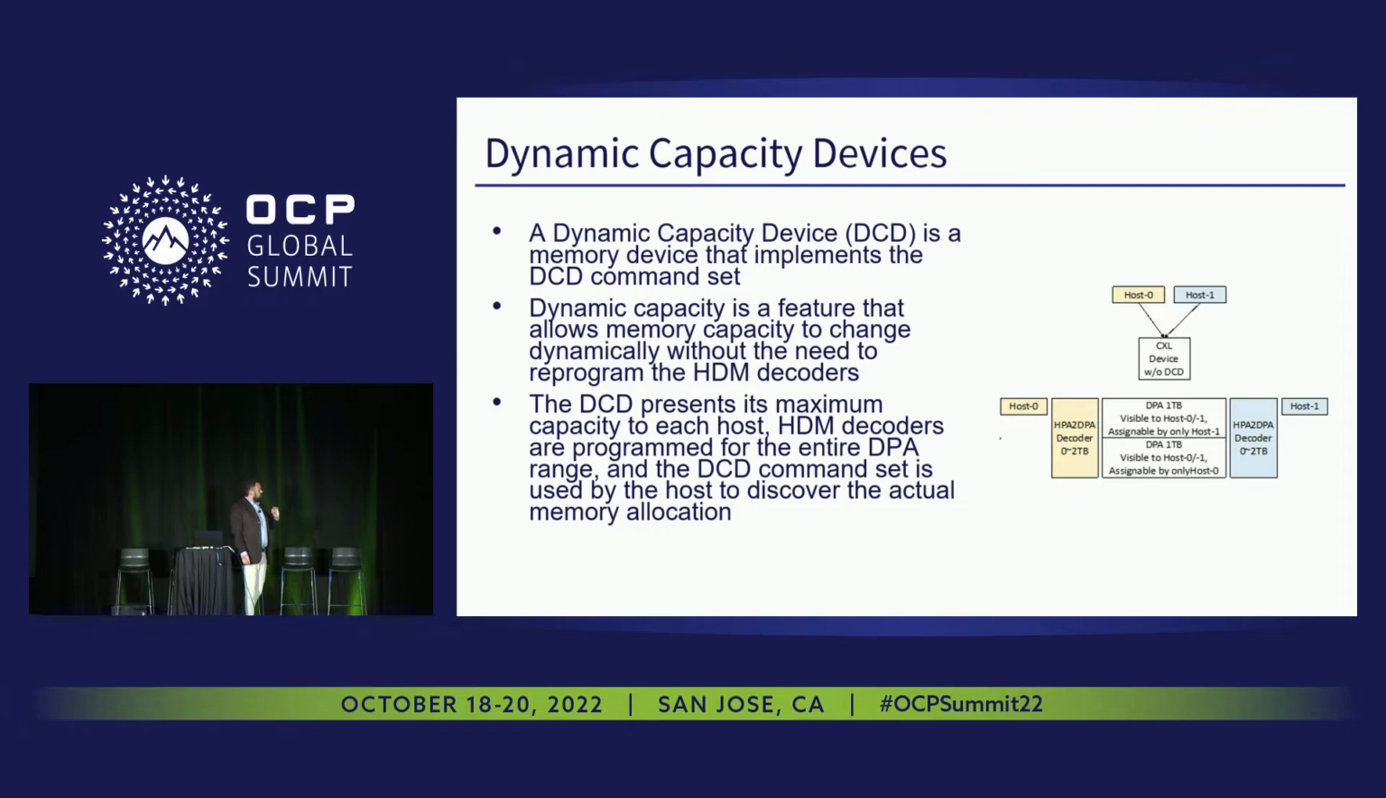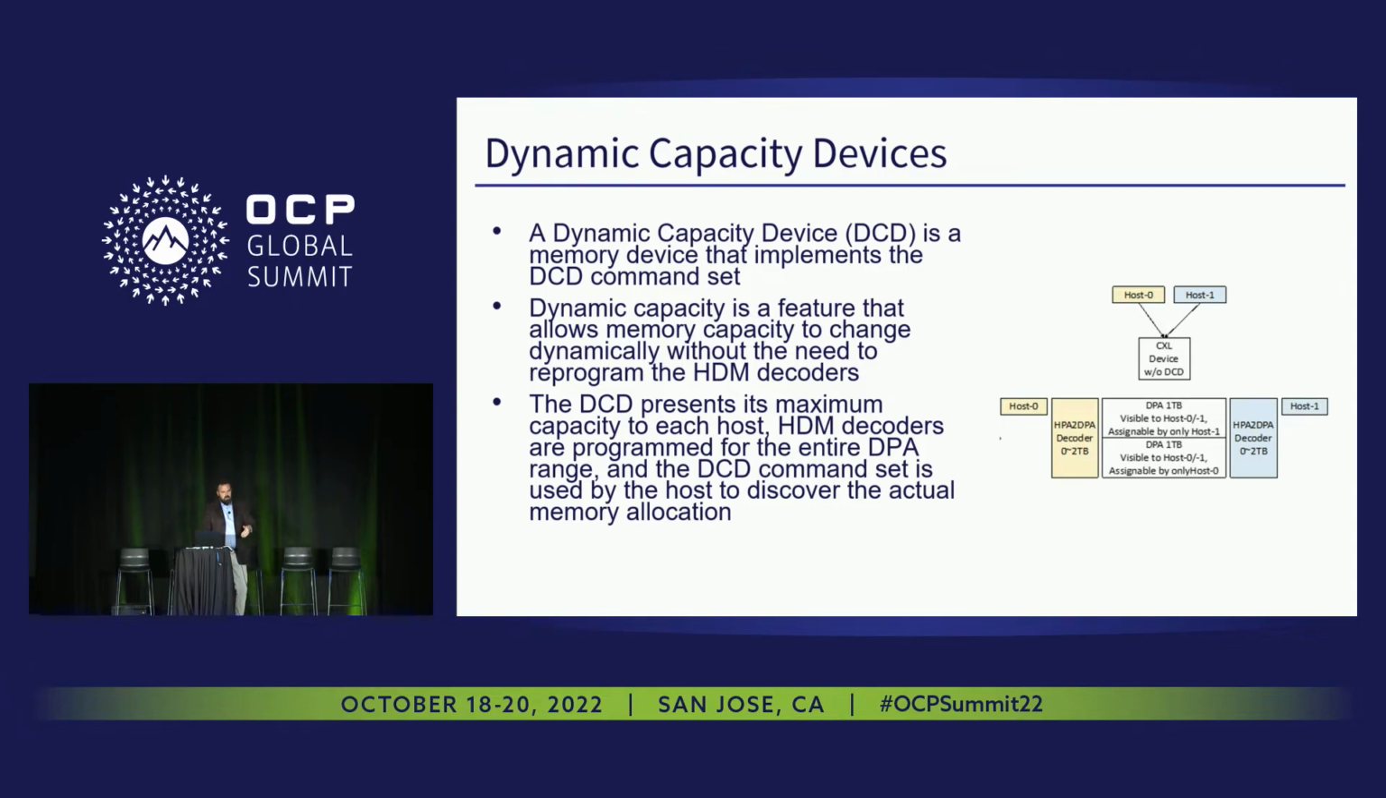So what the DCD capability says is, well, why are we only mapping portions of our underlying media? Let's map the entire range of physical media to each host, right? And so the DCD framework is really a memory device that implements that command set to program those extent lists and those HDM decoders, and so now we can see that each host actually has mapped the entire physical address space now on the device.